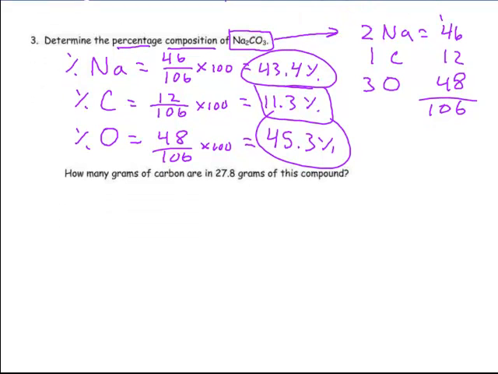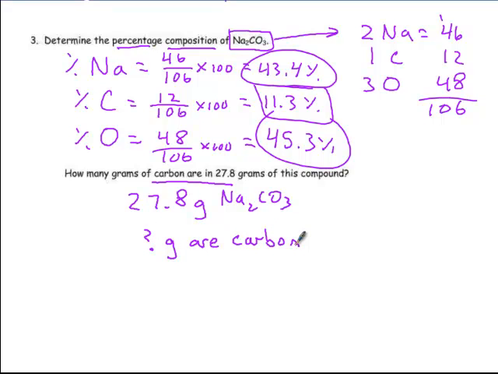All right, now the second part of this is how many grams of carbon are there in 27 grams of the substance? So now we're saying if you have 27.8 grams of Na2CO3, the question is how many of those grams are carbon? So out of that 27.8 grams, how many grams are carbon? Well, in the previous problem, we figured out that it's 11% carbon. So we would just take 11.3% of 27.8 grams, and that would give you the answer.